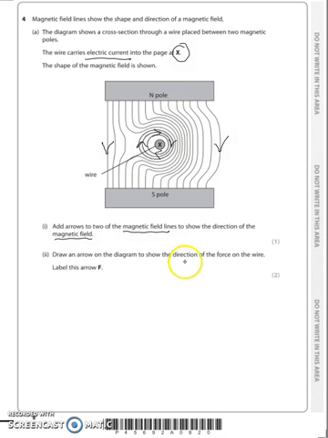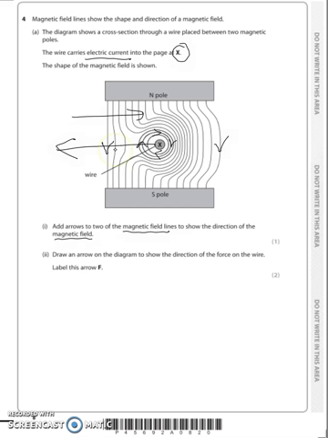Draw an arrow on the diagram to show the direction of the force on the wire. Now, which way are these lines being stretched? Now, they seem to be being pushed in that direction. So what's the force on the wire? Well, it's going to be in that direction. It wants those field lines to be straight, so it's going to have to push that wire to the left in order to make them straight, so the force on the wire would be to the left.